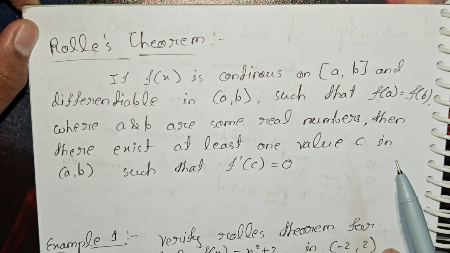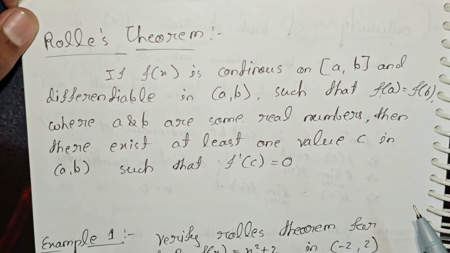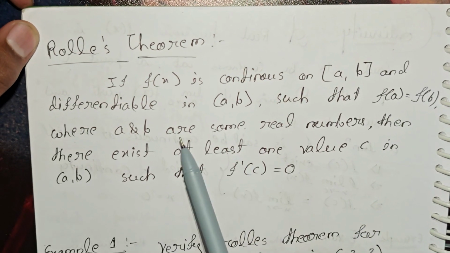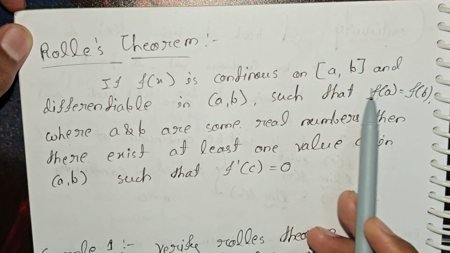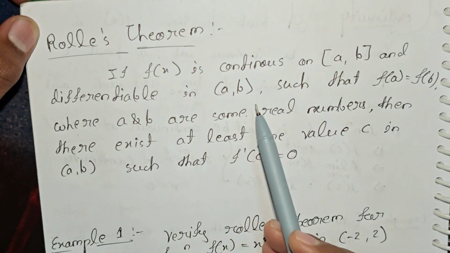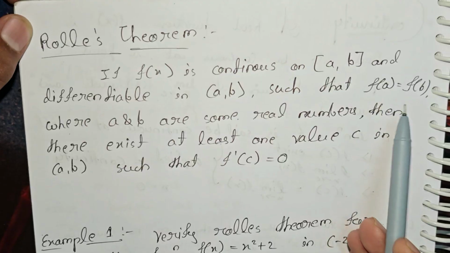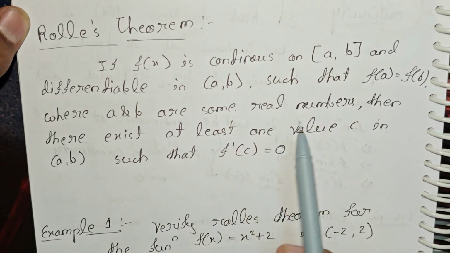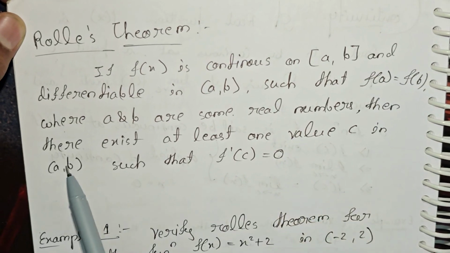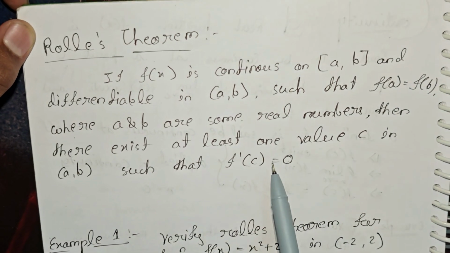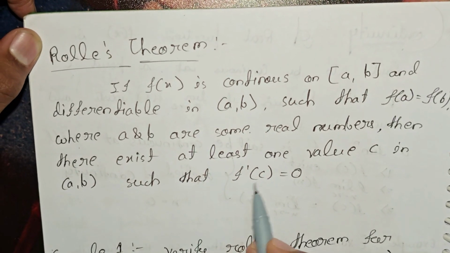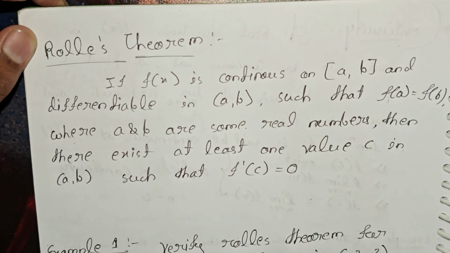So hello guys, today we are discussing Rolle's theorem. The statement of Rolle's theorem is: if f of x is continuous on [a, b] and differentiable in (a, b) such that f of a is equal to f of b, where a and b are real numbers, then there exists at least one value c in (a, b) such that f dash of c is equal to 0.